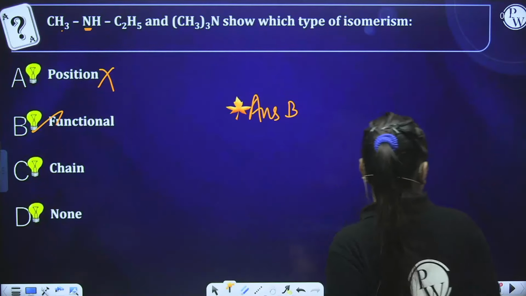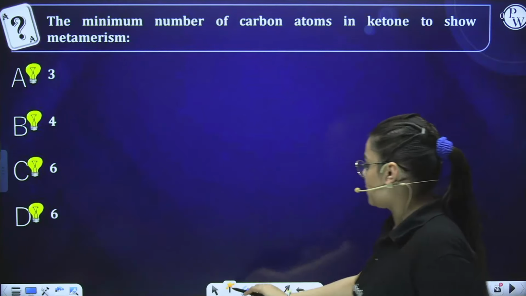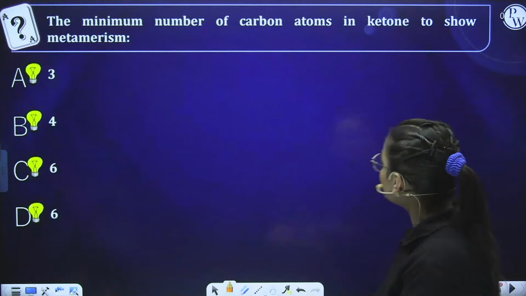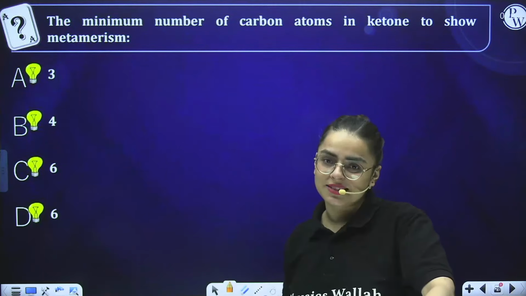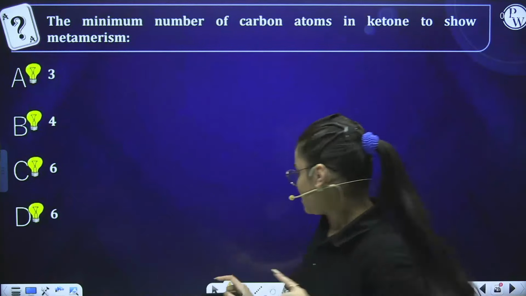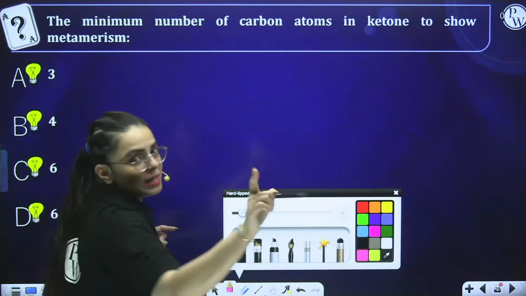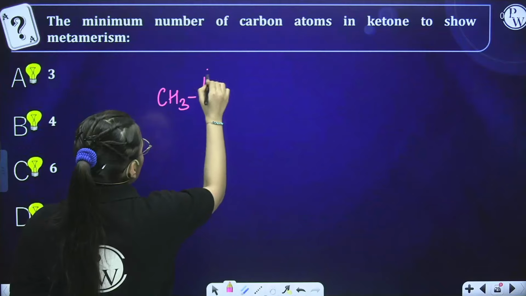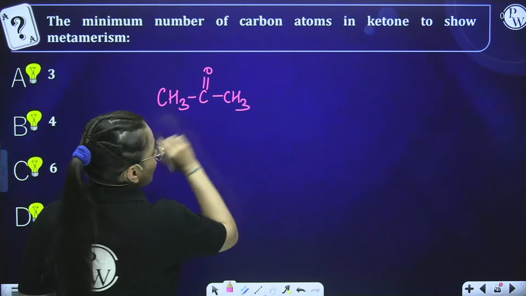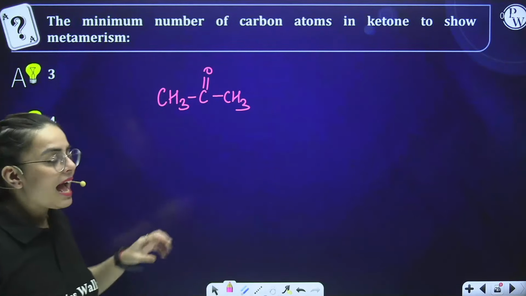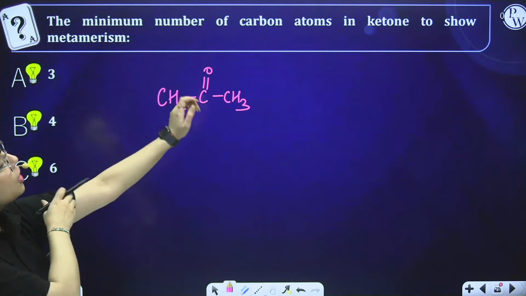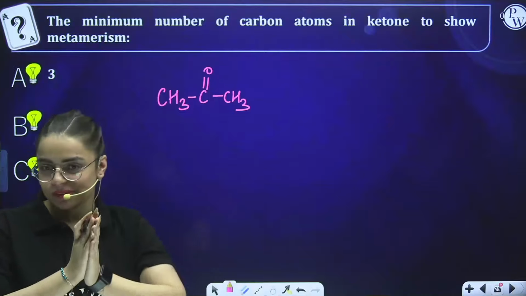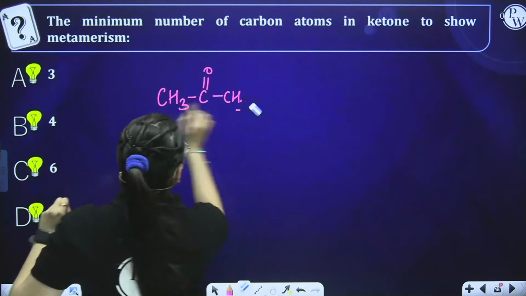Clear? Okay, now let us see the next question over here. The next question is the minimum number of carbon atoms in a ketone to show metamerism. We have just studied this case. Ketone we have made, no? The simplest case was CH3, C double bond O, CH3. Now, we have taken this case for ketone to show metamerism. Here I am talking about metamerism. Sorry for the confusion. I said tautomerism.